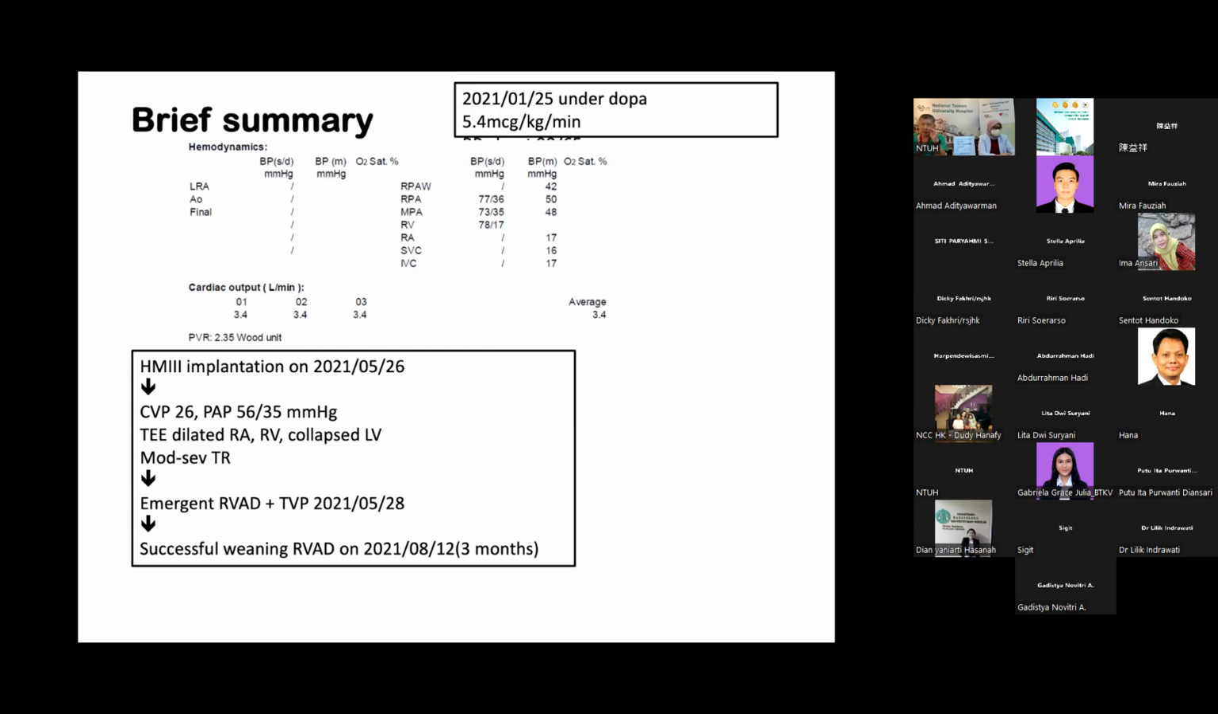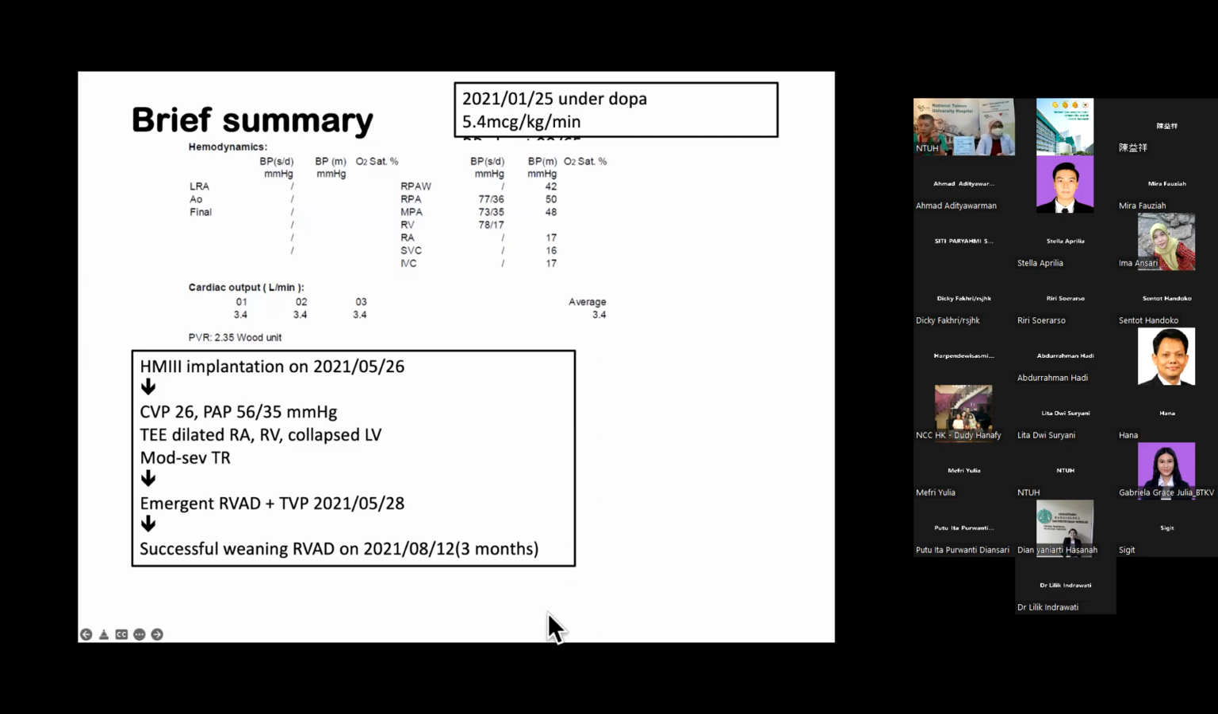We encountered some mistakes in that condition. We performed the Harmony 3 implantation on May 26, but the patient was put on the RVAD on May 28. It means there was some delay. Actually, in the operation room, during the Harmony 3 implantation, we left the operating theater under very high inotropic support. So in that condition, we should have put on the RVAD immediately, not delayed two days.